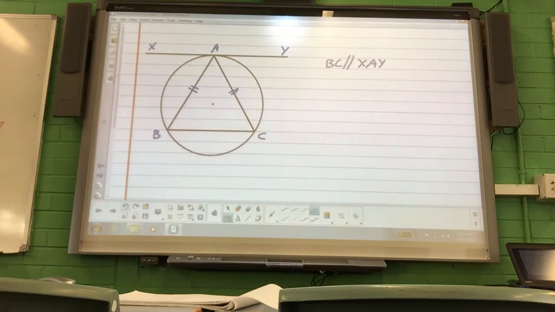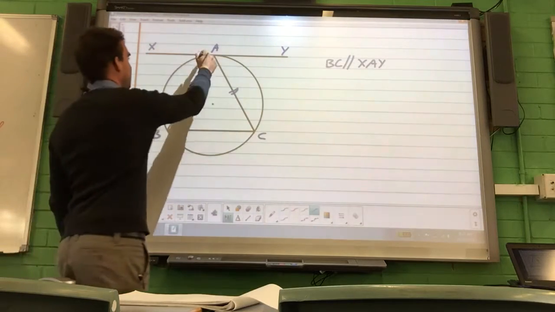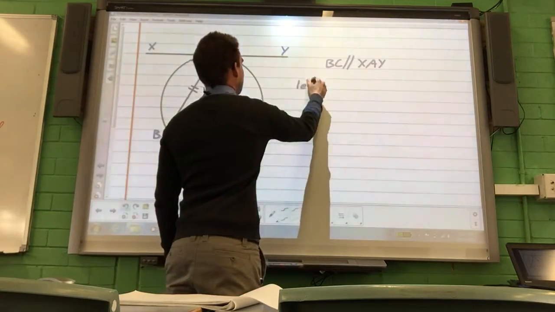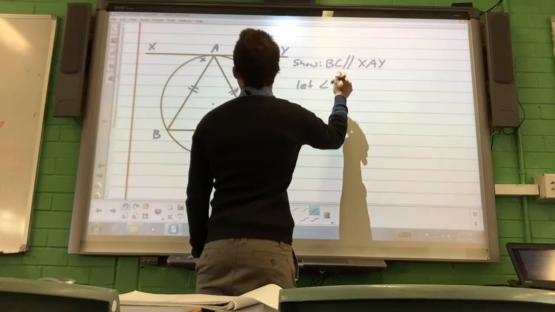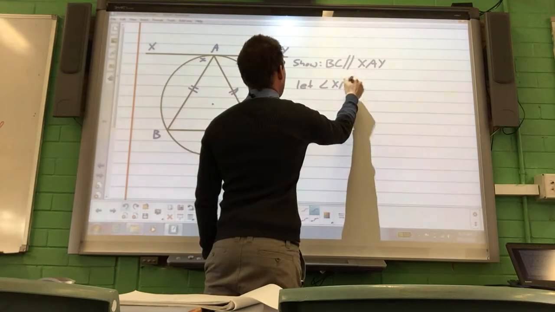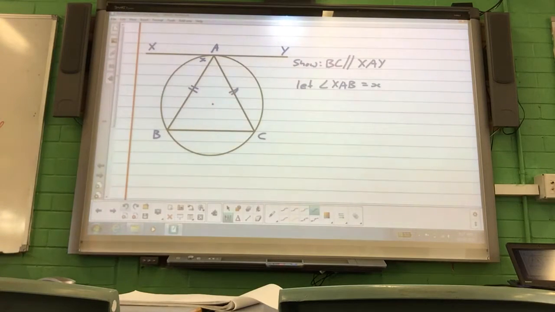Right, where would we like to start, up the top or down the bottom? Up the top, so let's call it X. So here's my introduction: let angle XAB equal X. So what else can we state from that? What other angle in the diagram, sorry, can I state relating to X? ABC? No. Can we? No. Not yet. We want to, we will get there, but we need to do something first.